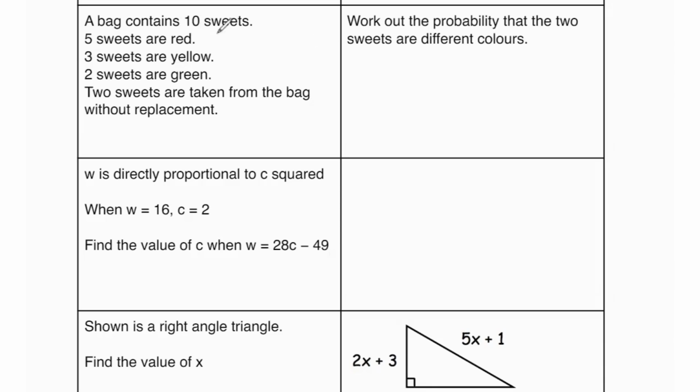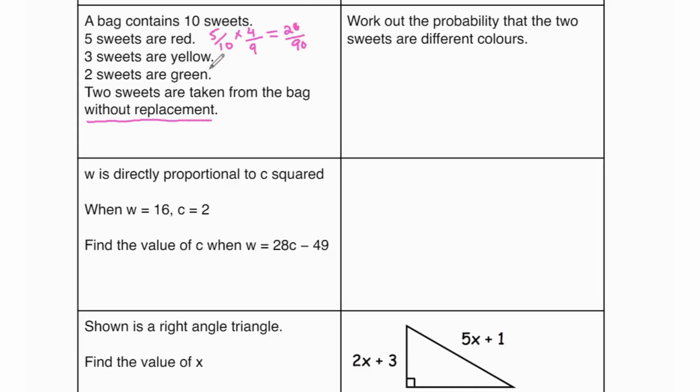So if the 2 are red, that's going to be 5 over 10 times 4 over 9. Now, the reason why it's times 4 over 9 is because it says without replacement, which means there's one less sweet in the bag now. And since we're talking about taking 2 red, 5 becomes 4 as well. So that's 20 over 90.